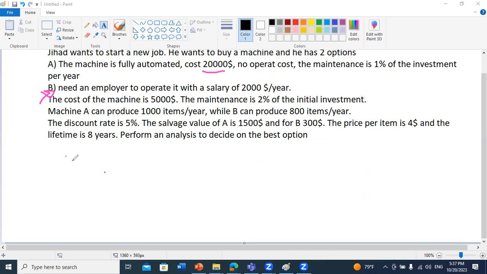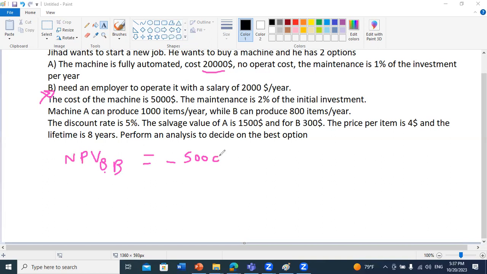So we'll calculate the NPV at year 8 for option B, of course, for a discount rate of 5%. We just have to apply the formula for A equal 5%. So it's minus 5,000.